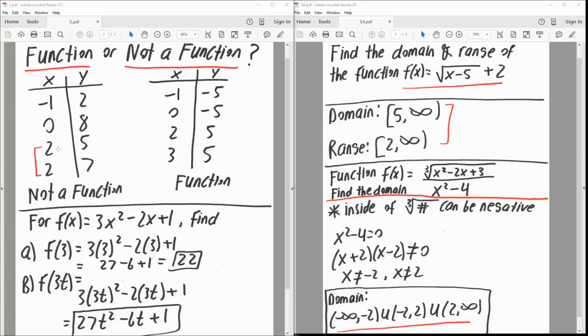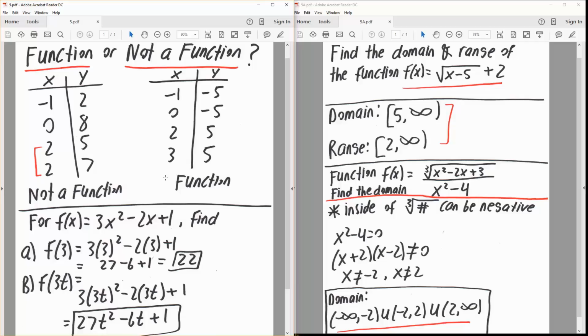And we know that this is not a function because we have x repeats. If x repeats and produces something new like 2, 5, 2, 7, it would not be a function. But if y repeats, like right here we have 5, 5, but x is all new, it is a function. So that's something important to actually memorize if you don't know this already.